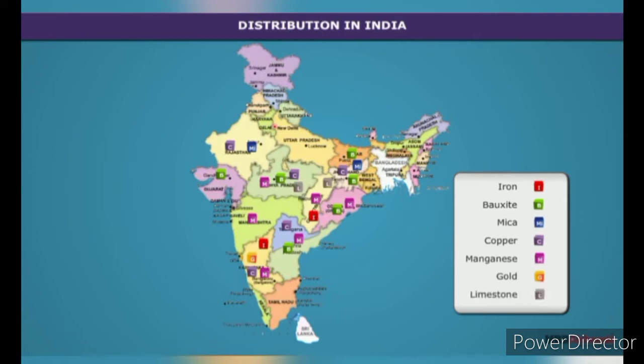Limestone. It is widely distributed throughout the country. Its major use, about 75%, is in the cement industry. The states which account for 3/4 of the country's production are Madhya Pradesh, Chhattisgarh, Gujarat, Rajasthan, Karnataka, and Himachal Pradesh.